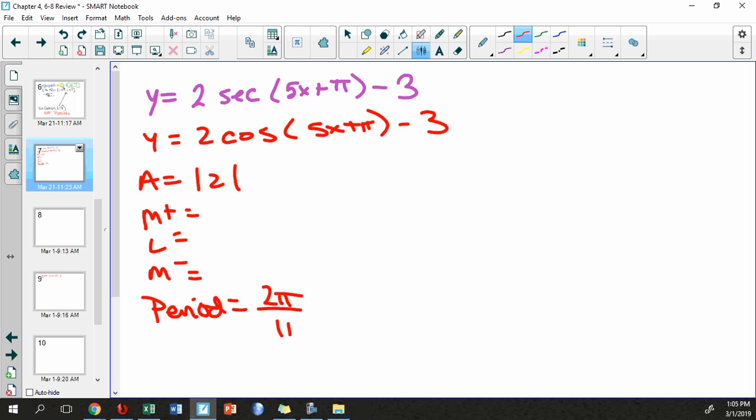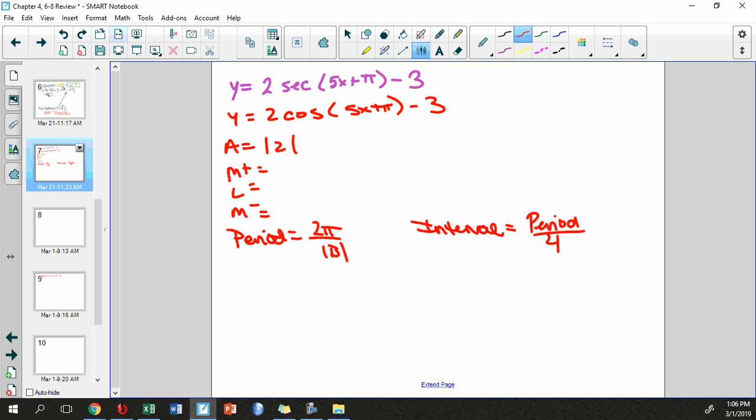Still going to be 2 pi with the absolute value of b. How do you find your interval? Your period divided by 4 is correct. How do you check that your period is correct, what do I need to find next? Starting point is what? How do you find your starting point?